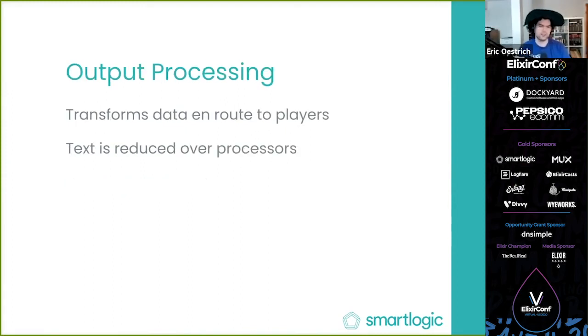The other thing that changed here is that we have views, and we also have an output processing system. This transforms the data as it's going out to players, and text is reduced over. So these IO data lists are reduced over processors.